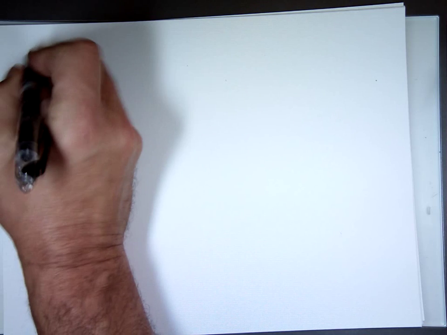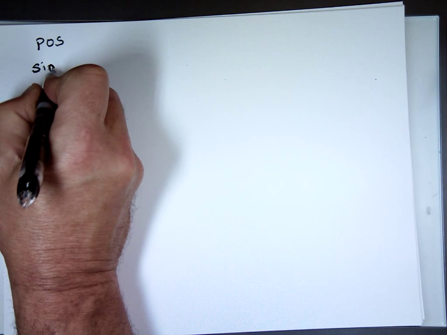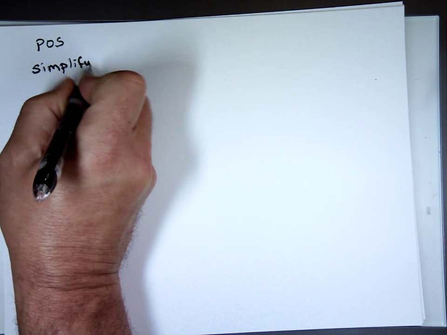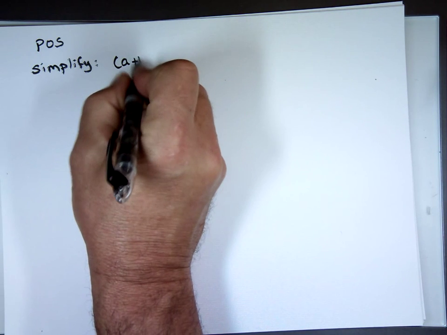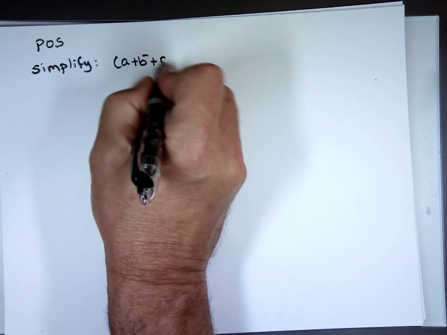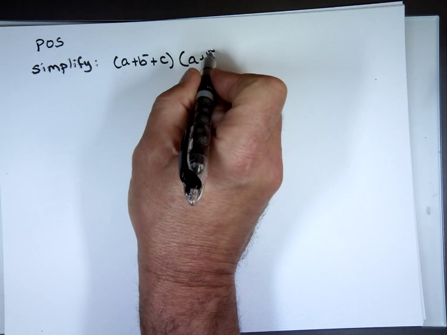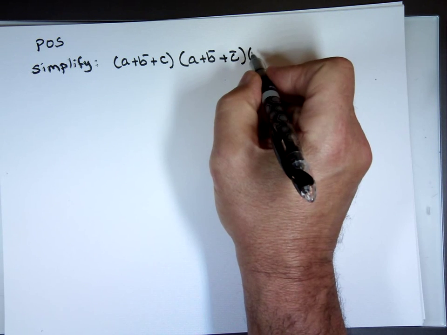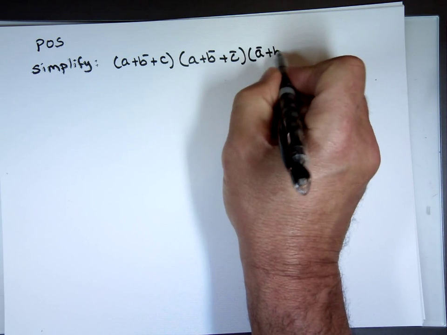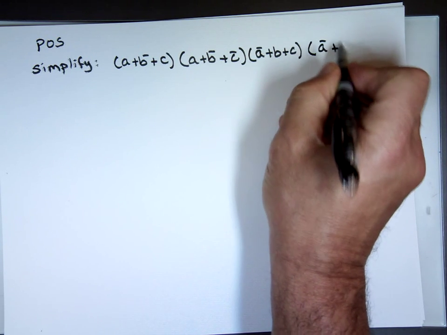Now let's take product of sum. Again, we've been doing sum of product. How about product of sums? So simplify. A plus B bar plus C, times A plus B bar plus C bar, times A bar plus B plus C, times A bar plus B bar plus C.